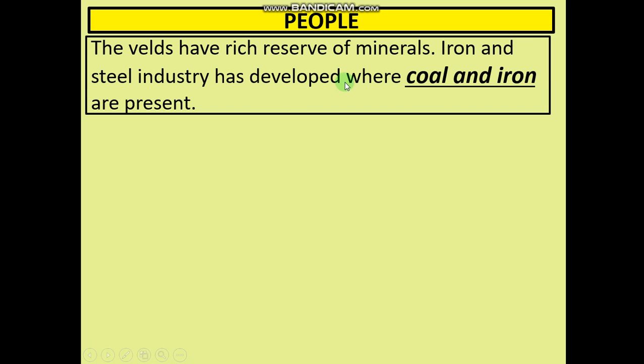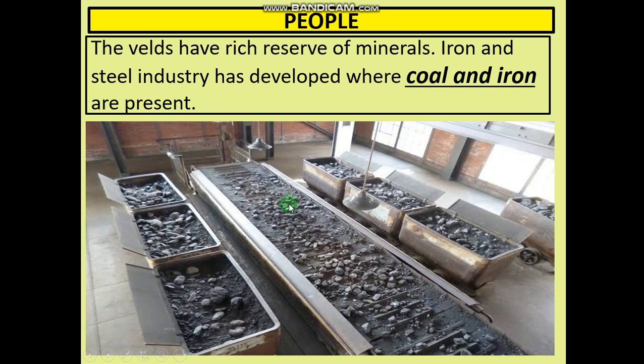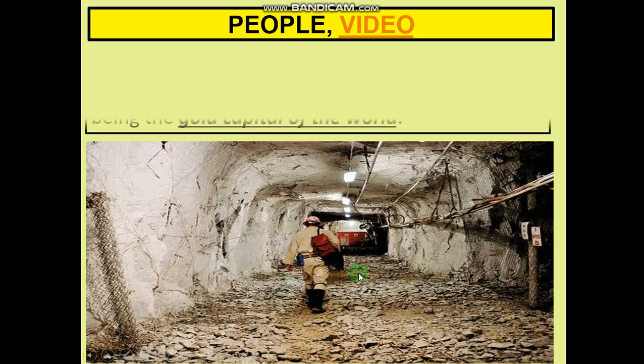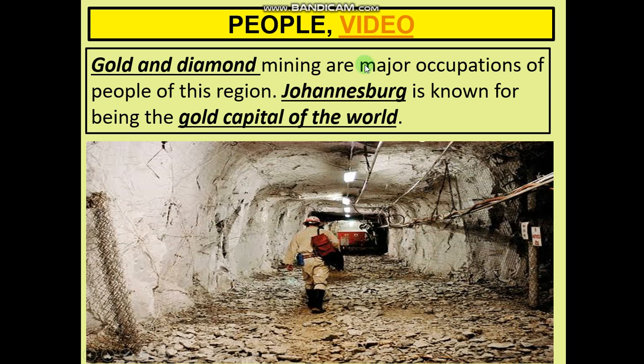The Velds have rich reserves of minerals. The iron and steel industry has developed where coal and iron are present. Gold and diamond mining are major occupations of the people of this region. In India, the maximum amount of gold is being produced in Karnataka, or South India.